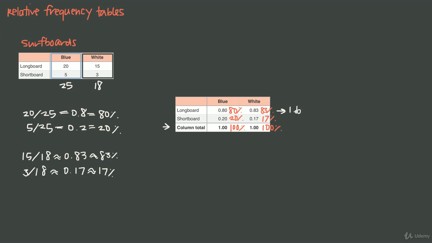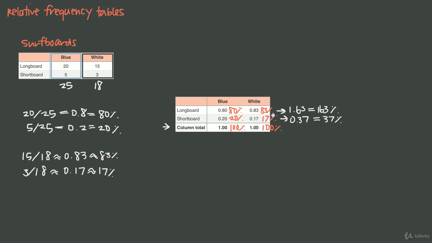Notice that if we try to sum across the rows now, we get 0.8 plus 0.83, or 1.63, also known as 163%. And across the shortboard row, we get 0.2 plus 0.17 is 0.37, also known as 37%. And this just doesn't make any sense at all. It doesn't make sense that longboards are 163% of our surfboard population.